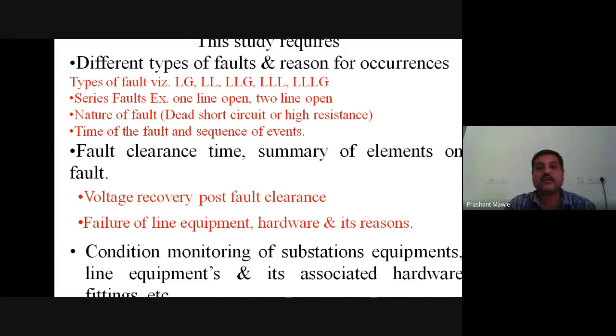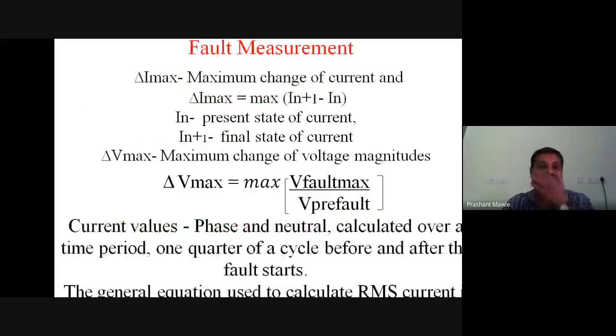These faults are measured depending on the current flowing at different conditions, that is, the final state of current and present state of current. By identifying the difference between them, we can find out the change in current, and by identifying the change in current, we can decide whether this is a pre-fault condition or full fault condition.